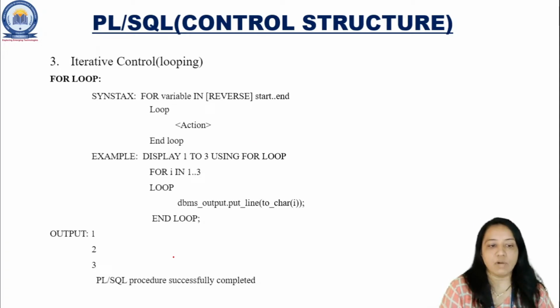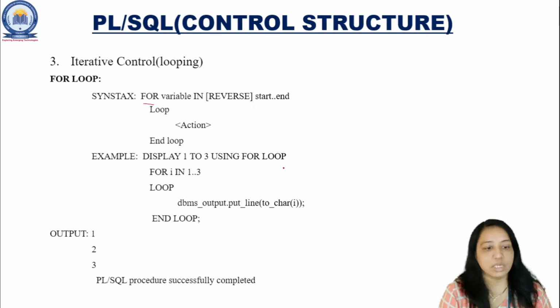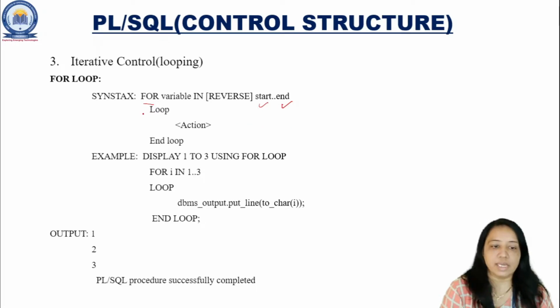That means the increment and everything is specified within a single statement. The for keyword is used, followed by a variable; you can take any variable. For variable in start and end. Start and end are also numbers: from where you need to start your loop and up to which value, the end number of your loop. Whatever the body of the loop is, it is written between loop and end loop.